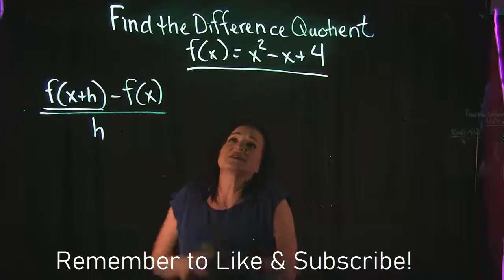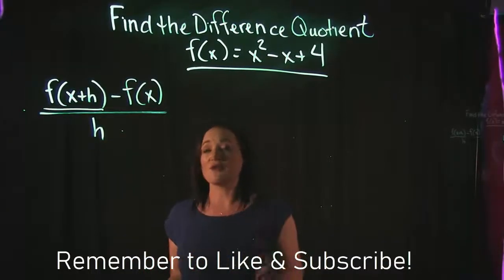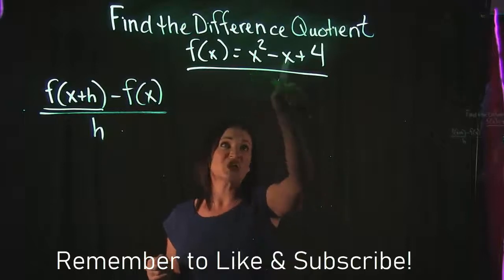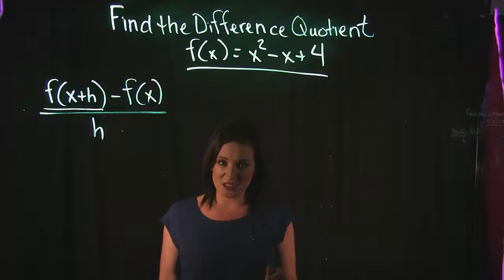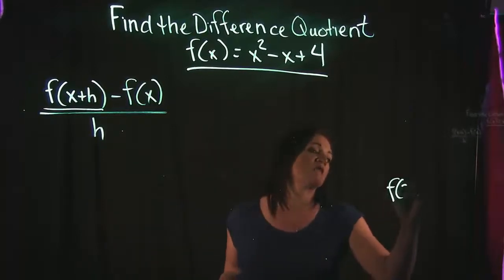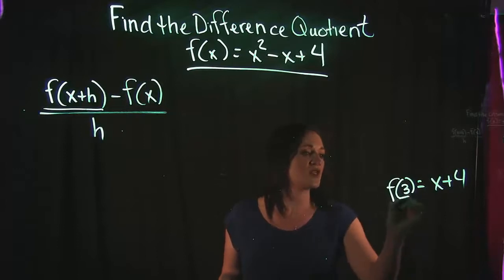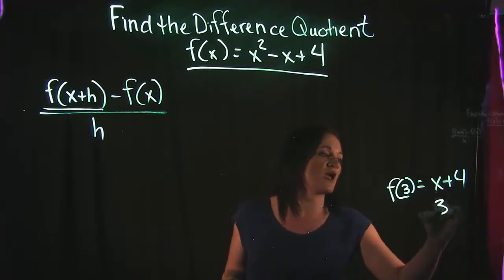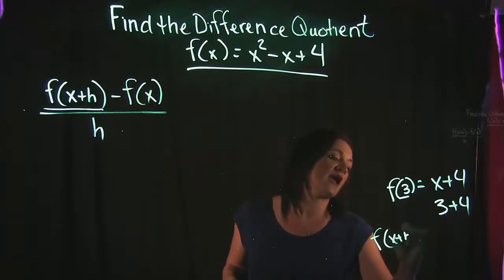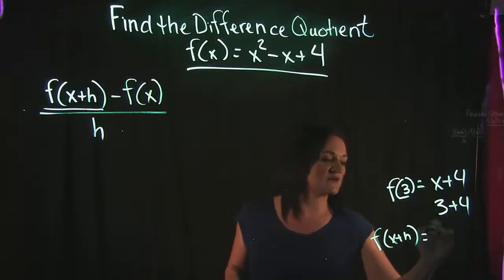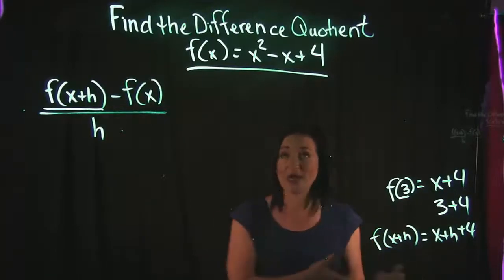Now, f of x plus h looks like f of x, but think about erasing each x and inputting an x plus h instead. For example, if I was finding f of 3 for x plus 4, I'd be taking the 3 and putting it in for x to make that 3 plus 4. The only difference is we're finding f of x plus h. So instead of x, we put in x plus h and continue on with the equation.